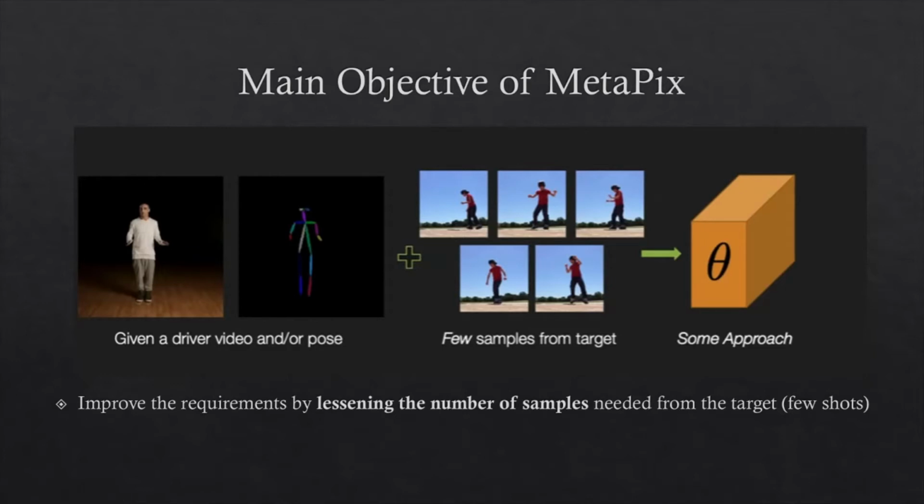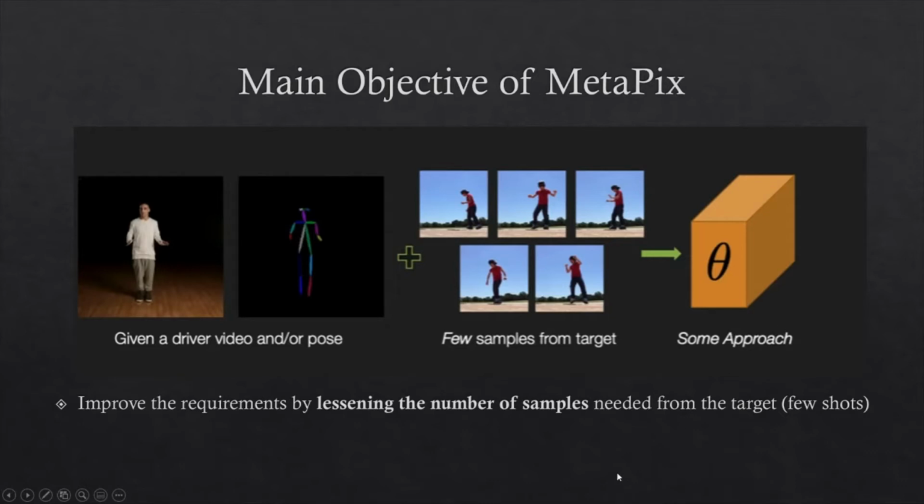This brings us to the main objective of MetaPix. MetaPix aims to improve the requirements of the target by lessening the number of samples needed from the target. This can be framed as a few-shot learning problem, hence few-shot video retargeting. So basically, given some driver video and only a few pictures of the target, MetaPix creates an approach that results in a retargeted video.